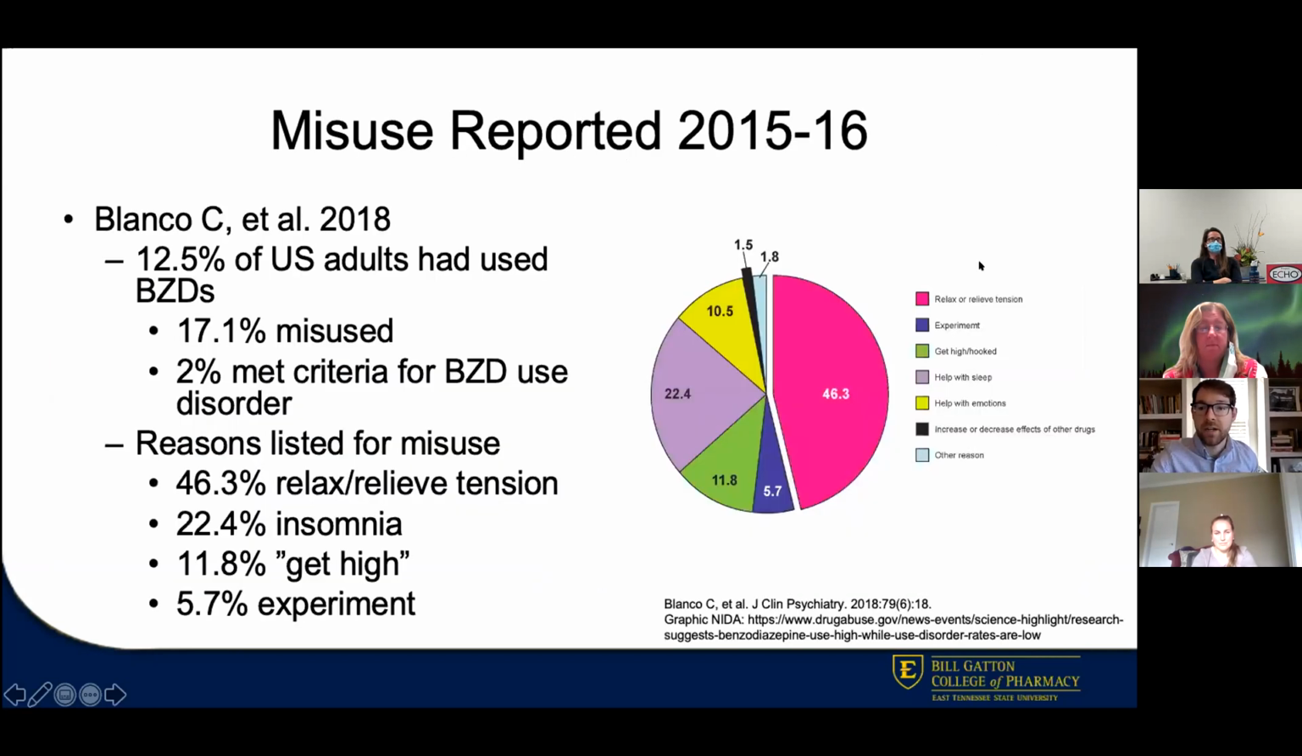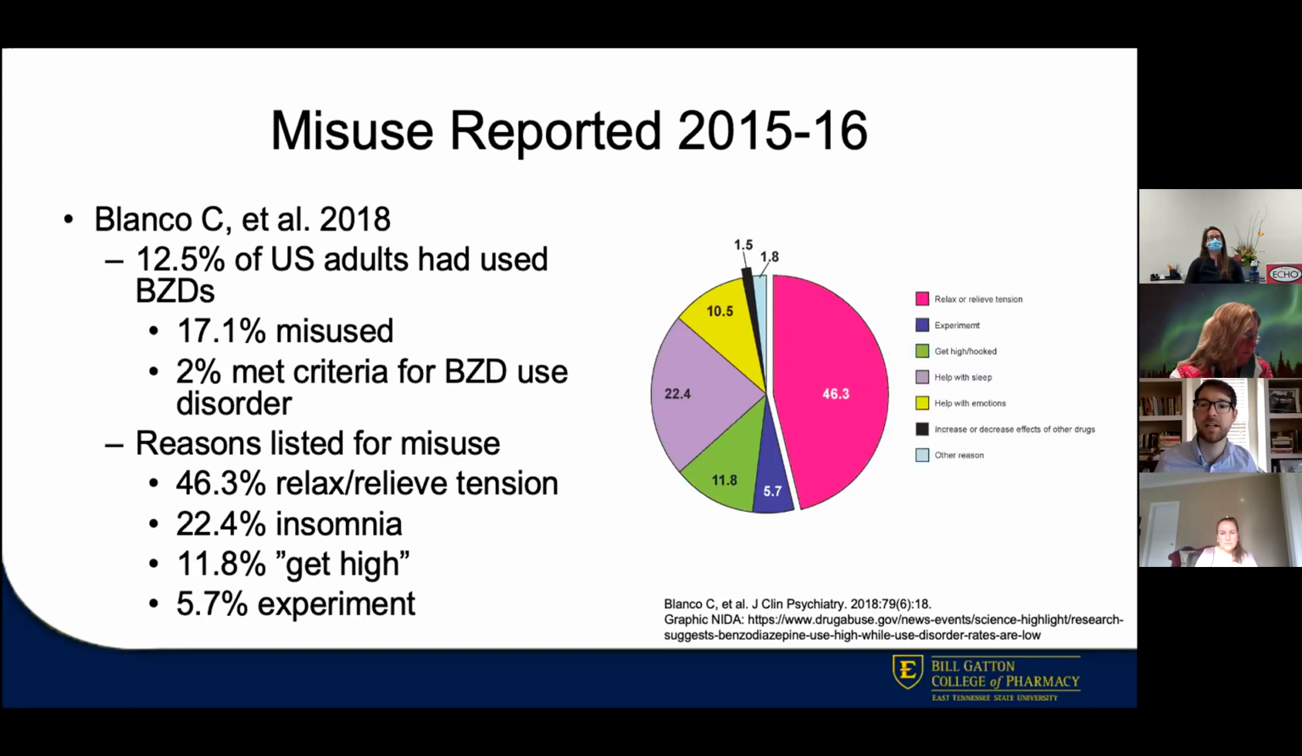All right, so I found this study represented in the National Institute on Drug Abuse, the NIDA, sorry. These were the most recent statistics I could find with some benzodiazepine misuse. They found that from 2015 to 2016, 12.5% of US adults, and this is self-reported, so there are some limitations to this data as far as reporting bias, had used benzos, 17.1% reported misusing them, and only 2% met criteria for benzodiazepine use disorder.